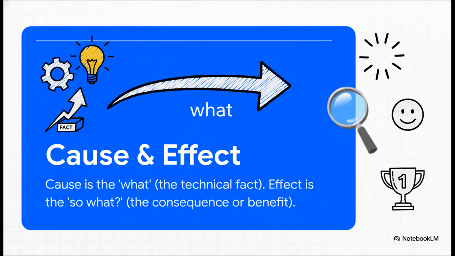Every great explain answer has two parts. First, you've got the cause. That's the technical feature, the fact, the what. But that's only half the story. You have to connect it to the effect. This is the consequence, the benefit. It's the part that answers the all-important question, so what? You've got to link the two to get the mark.